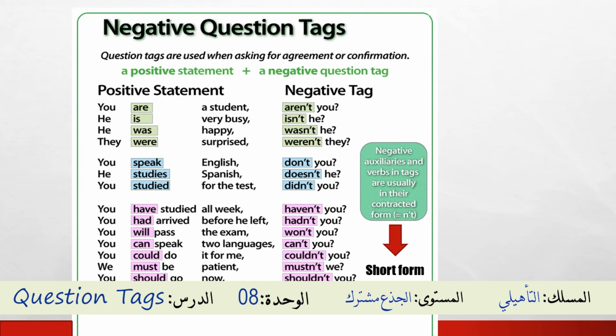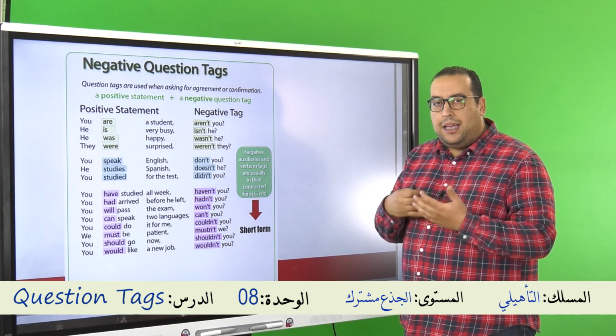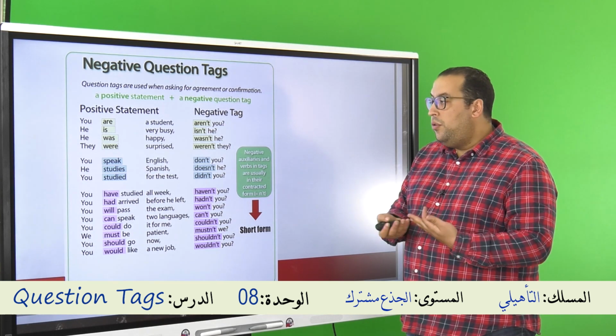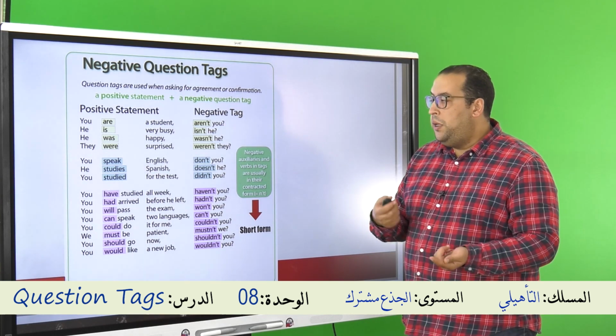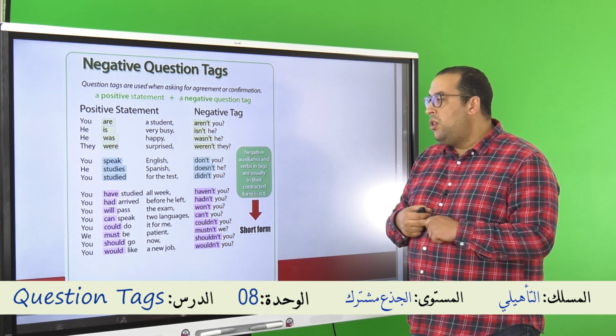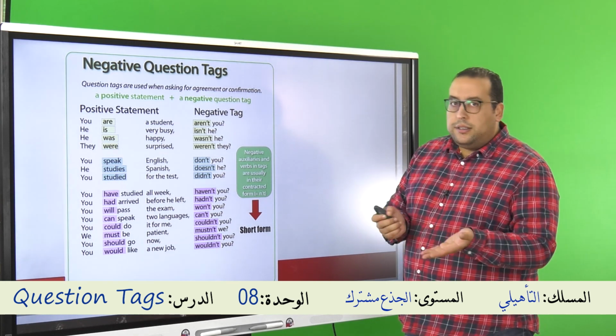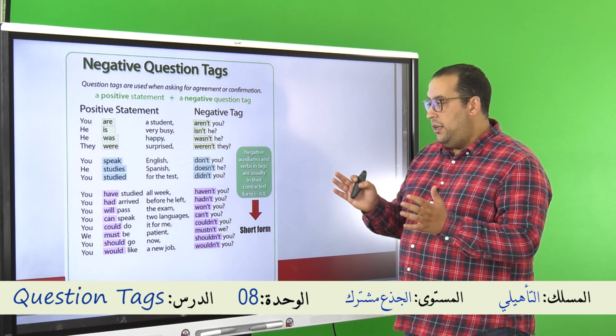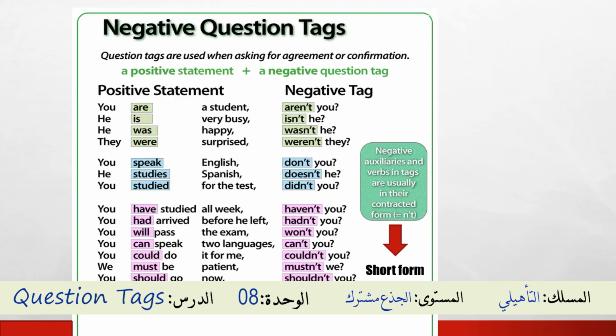Now, the rest of the verbs. You speak English. Do not you? See? It's kind of lagging in language. It's not fluent. So more fluent is saying, you speak English, don't you? He studies Spanish, doesn't he? You see? So again, instead of saying, he studies Spanish, does not he?